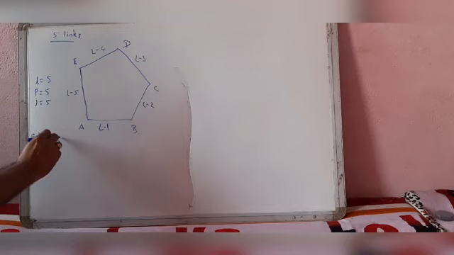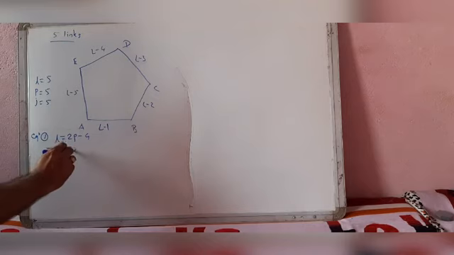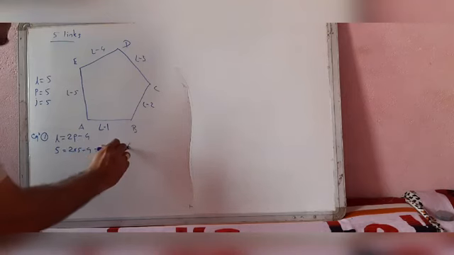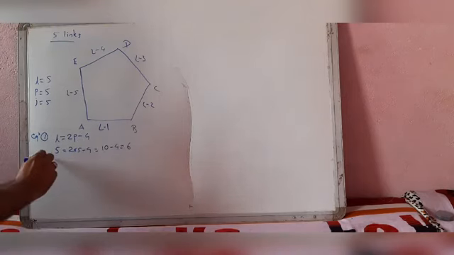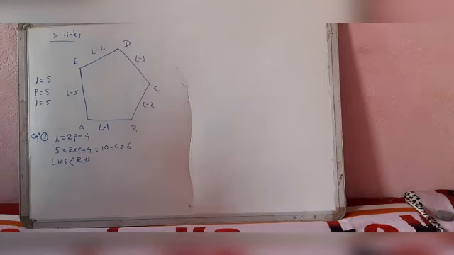Now from equation 1, L equal to 2p minus 4, this is 5 equal to 2 into 5 minus 4, that is 10 minus 4, which is 6. So the left hand side is not equal to the right hand side. The left hand side is less than the right hand side here. Now we apply equation 2.